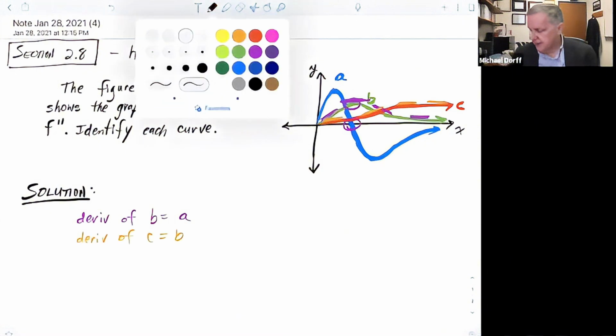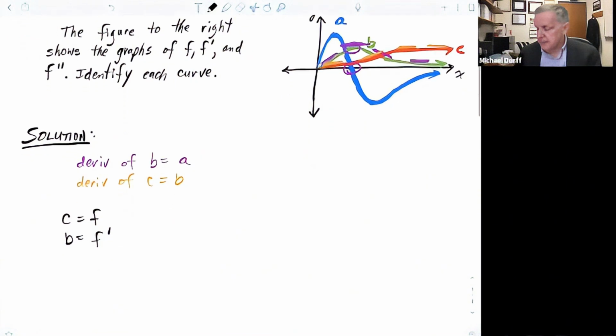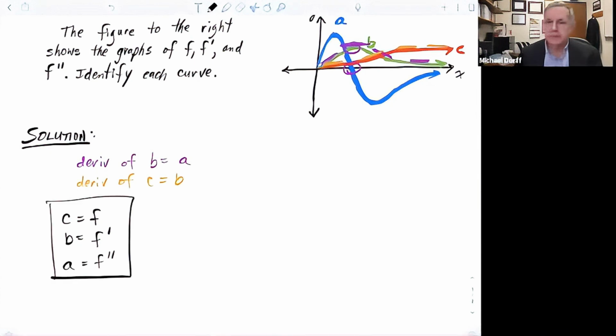So how does this all translate into a final answer? Well, if I start with C equals f, then I know that the derivative of C is going to equal B. So the derivative of C, which would be f prime, is B. So B is going to be f prime. And then we said the derivative of B is A. So if I take the derivative of B, that's going to be f double prime. That's going to equal A. And so that is my answer. Hope that helps.